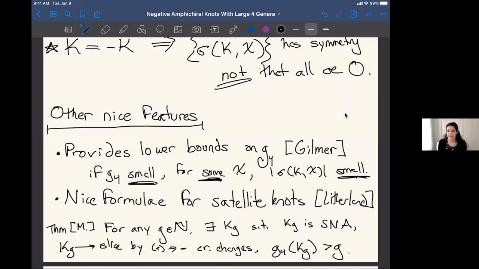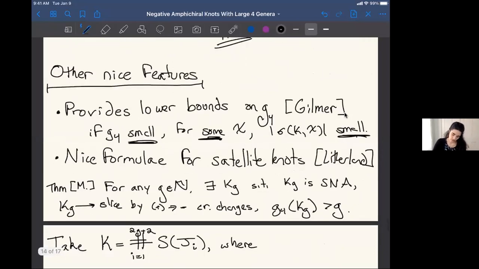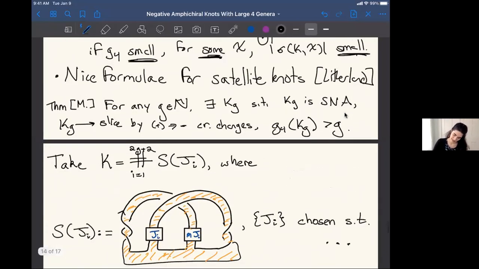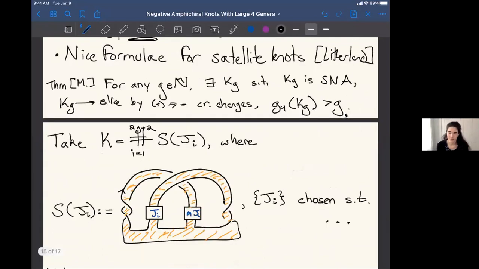We can find these examples of knots which are slice-like in these 3 senses, and yet which have large 4-genus. And so now I'd like to tell you about these knots and a little bit about the proof in my remaining time. Okay. So we're going to take a connected sum of satellite knots. So let me first tell you about this picture here.